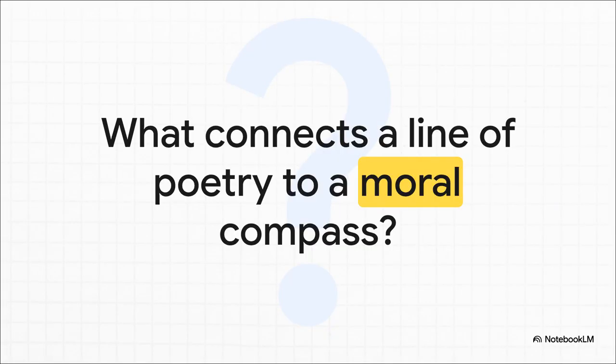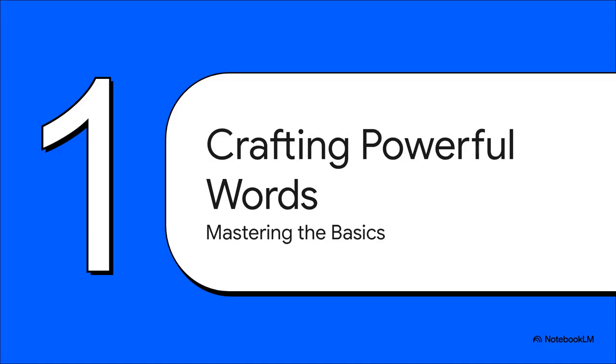So how in the world do you get from a line of poetry to something as big as a moral compass? I know, it sounds like a huge leap, right? But as you're about to see, this lesson plan is actually designed to build a very, very deliberate bridge between the two. All right, before we get to that big, deep meaning, we've got to start with the nuts and bolts. And this lesson kicks off with the absolute fundamentals, the craft of picking the perfect words.